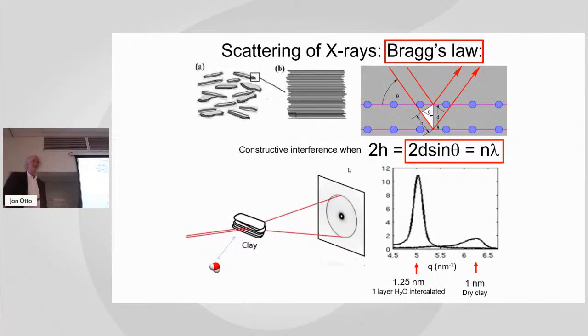So how do we measure this? We put this clay powder in an X-ray beam, and we get X-ray interference, Bragg's law, but the crystal now swells in one dimension. So we will see a shift in the position of the X-ray Bragg peak when we go from the dry clay to, say, one layer of water between each of these cards. That's easily detectable and measurable using X-rays.